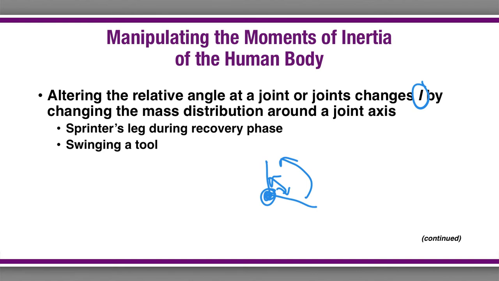So a couple of examples of this: sprinter's leg during a recovery phase, or swinging a tool. Okay, if you say you're swinging a hammer, if you choke up on the hammer, you will reduce the moment of inertia of that object, because you'll by and large be reducing the radius between the axis of rotation and where the mass is mainly distributed. The sprinter's leg we will talk about in a couple of slides, so I'm going to save that component for that time.